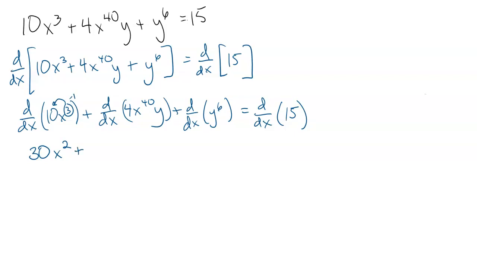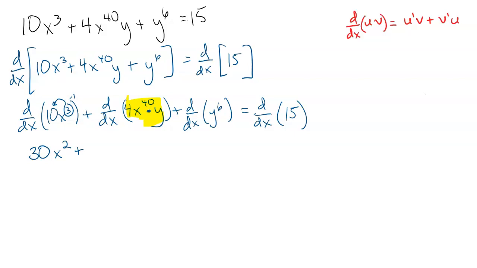Now this next piece is a little more complicated, because you'll notice that inside we actually have a product of two factors. We have the 4x to the 40th and the y being multiplied right afterwards. If we think of the product rule, that is where we have something of the form u times v, and we want to take the derivative. Our product rule says that we can do u prime v plus v prime u.